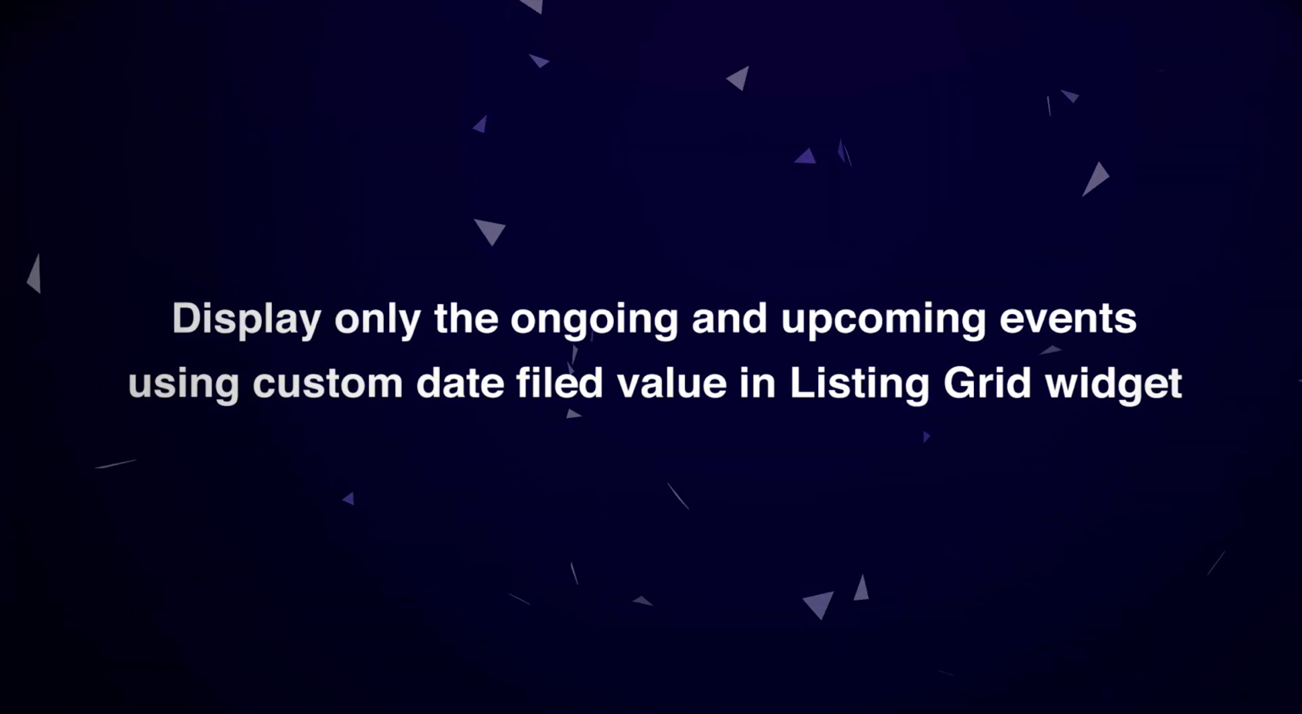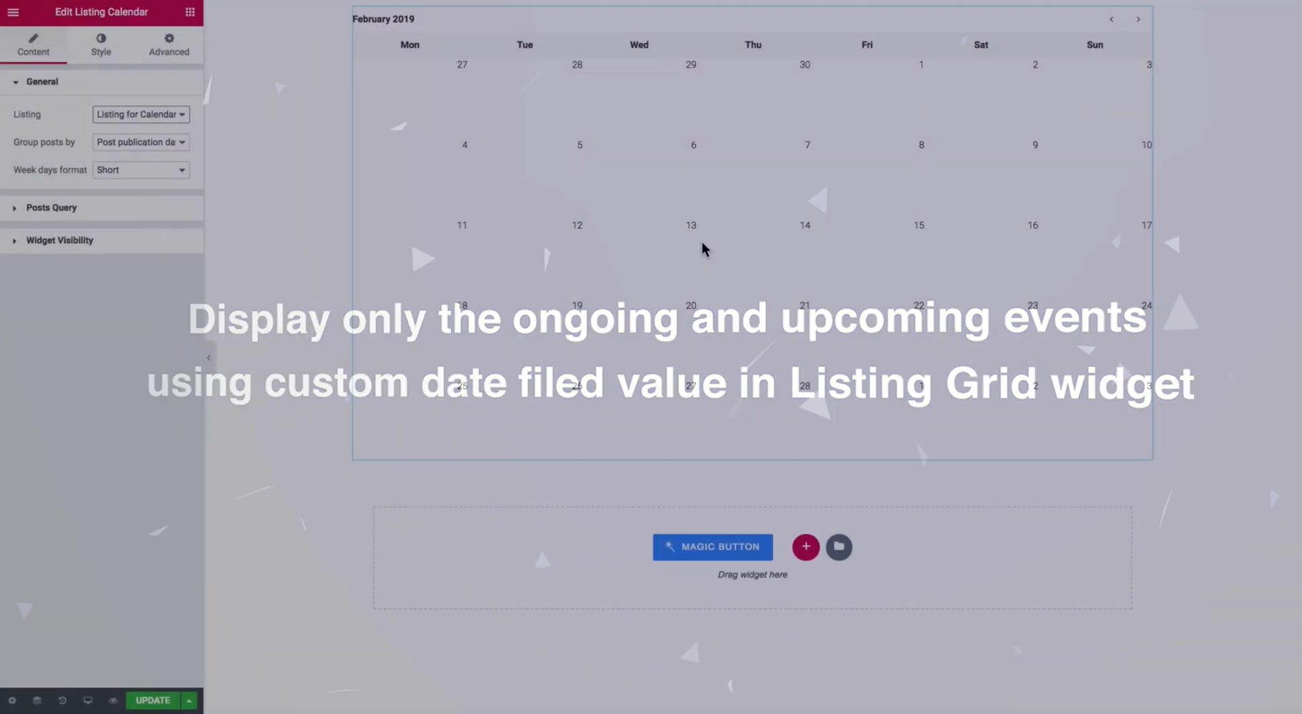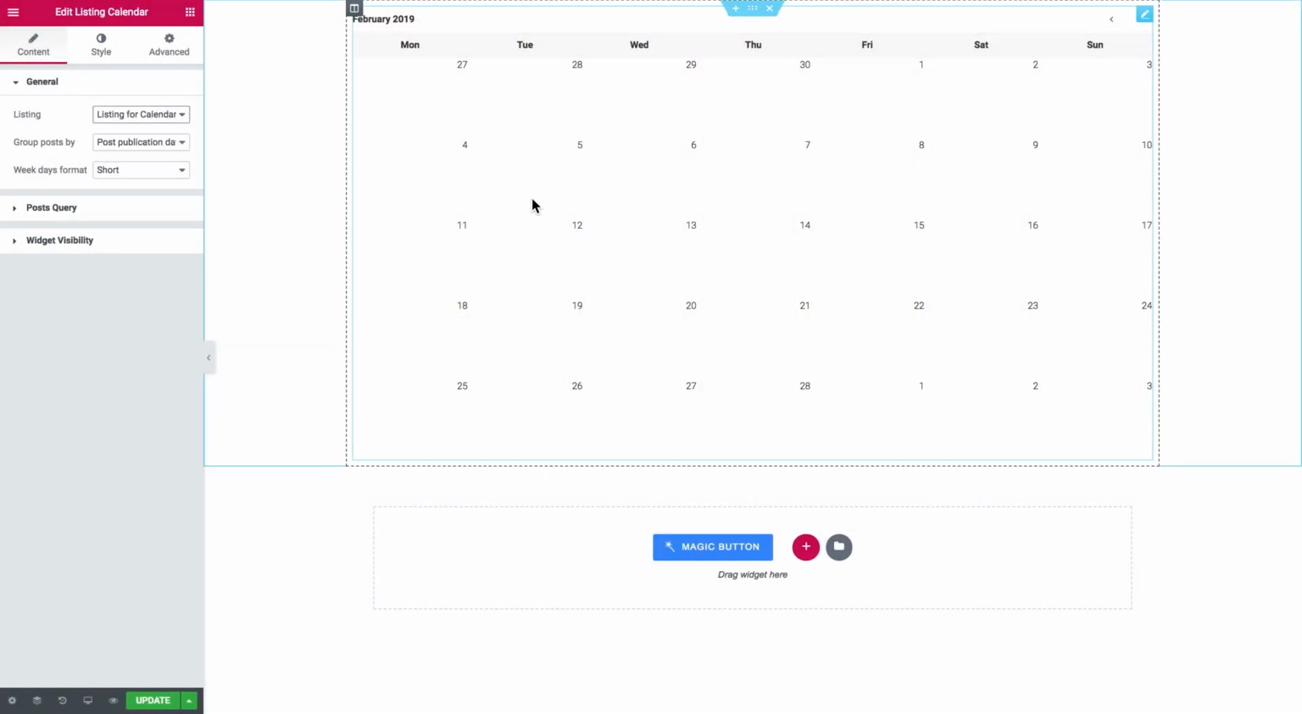Hi everyone, in this tutorial we're going to have a look at how you can display the upcoming events using the List and Calendar widget in Jet Engine plugin for Elementor.